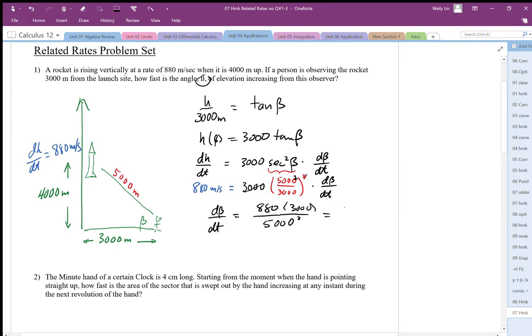I should really simplify this fraction. 880 times 3 times 3 divided by 5,000 times 5. Okay, so this works out to be 0.1056, and that works out to be radians per second.